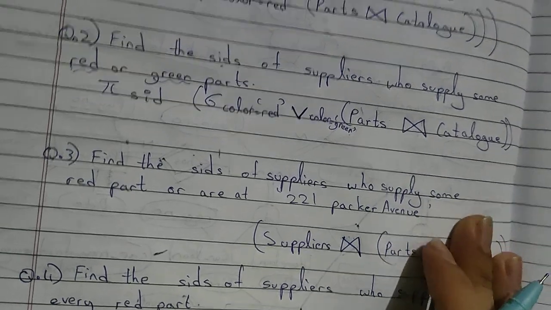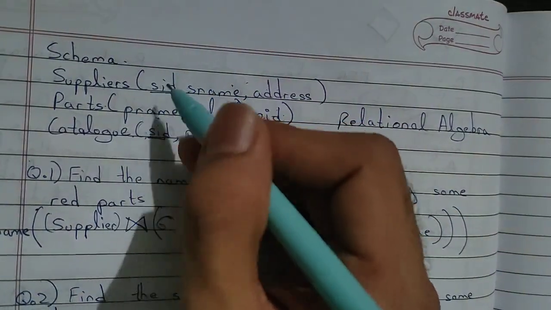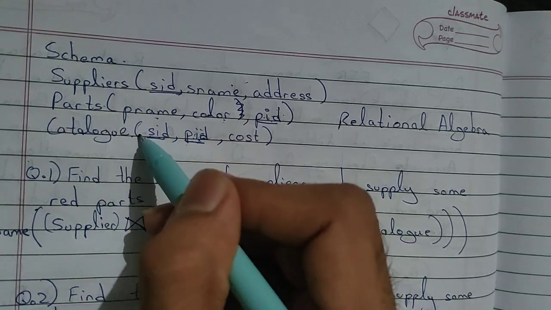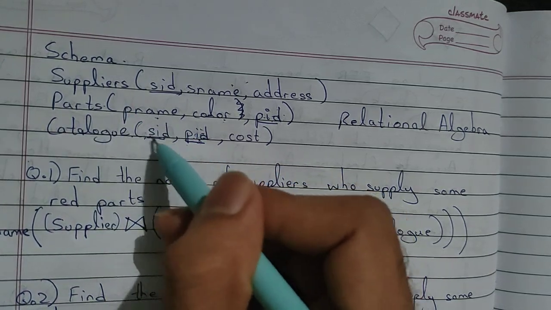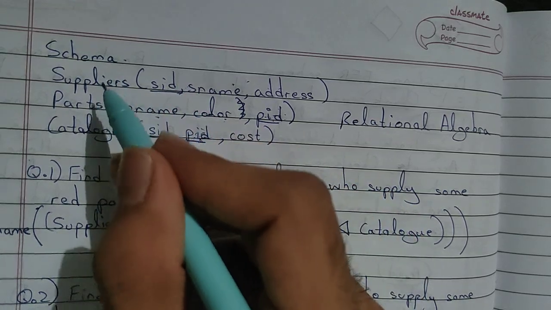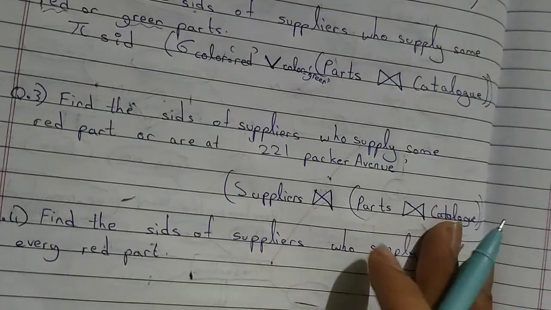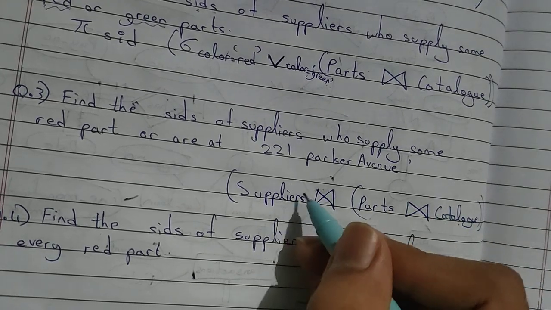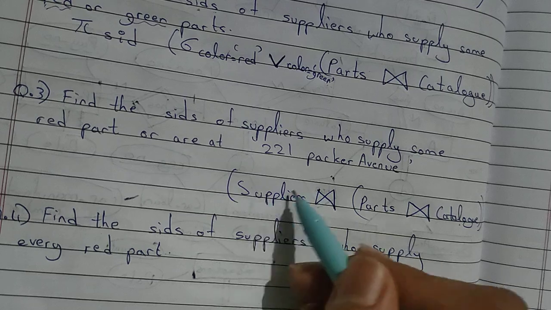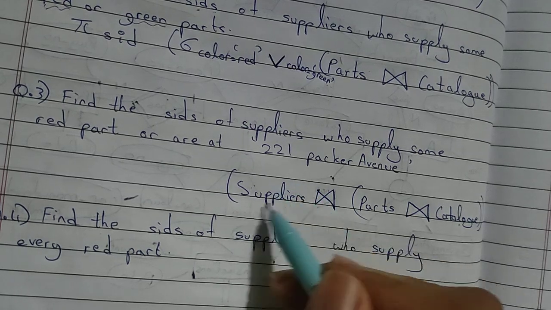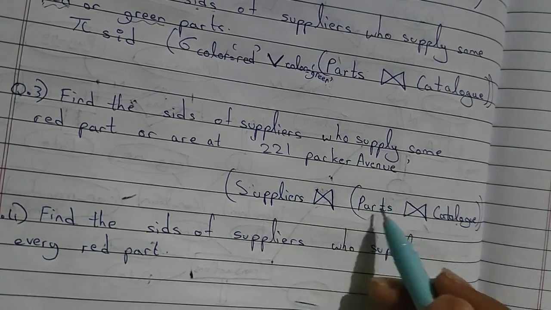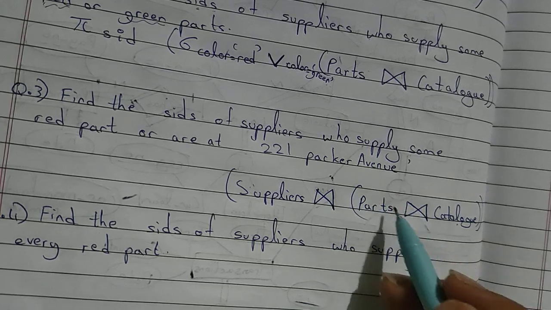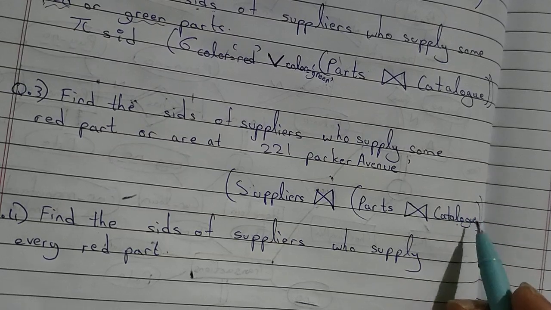Since the suppliers table has SID, and the table found by joining these two tables will also have a column SID, it will automatically combine our supplier table along with our parts and catalog table on the basis of SID. So now from this you get SID, SName, address. From the parts table you get part name, color and part ID, and from the catalog you're getting the cost.